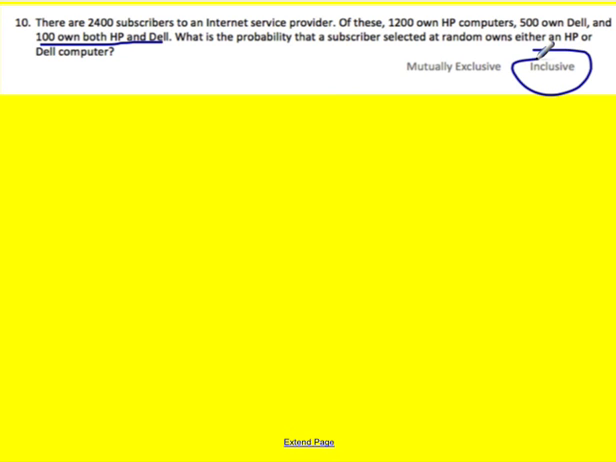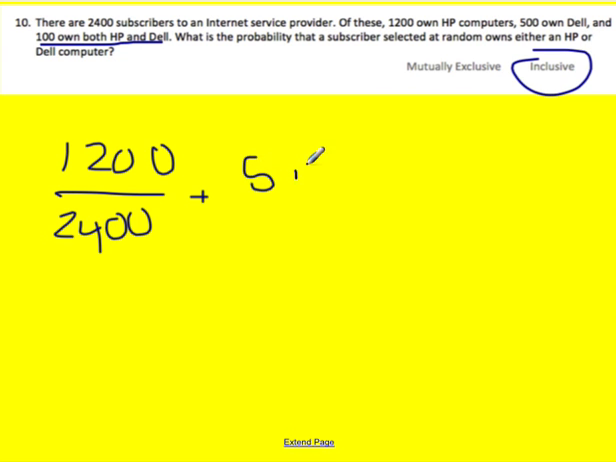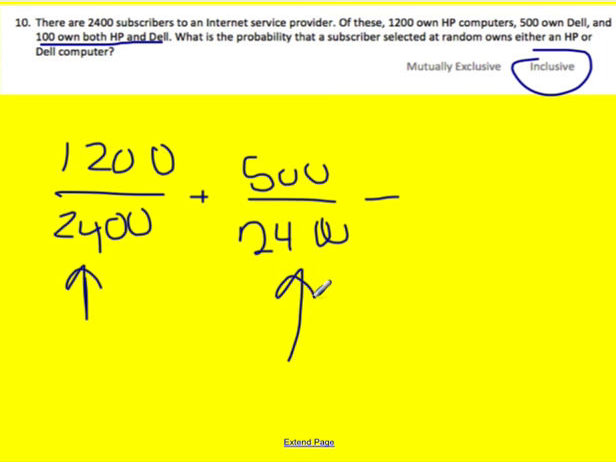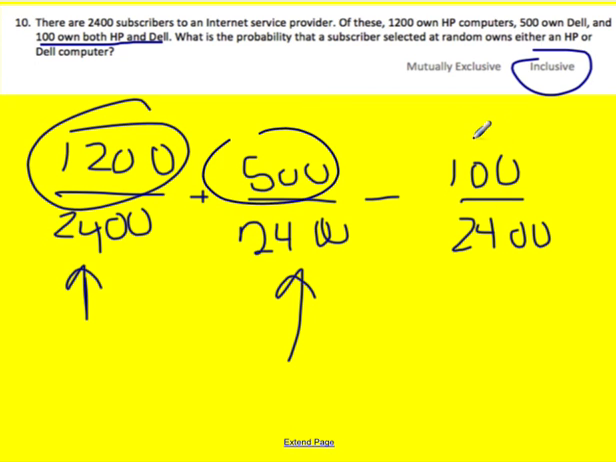So first thing I'm going to do is calculate the probability that they own an HP. So there's 1,200 people out of the 2,400 subscribers that own an HP. Then there are 500 that own a Dell. So we do that. And now we need to subtract the probability of those people owning both, because those people owning both are being counted there and there. So remember, when you're adding fractions, you always keep the denominator the same and only add the numerator. So there are 100 people that own both. So then going across the top, we're going to add, and subtract.